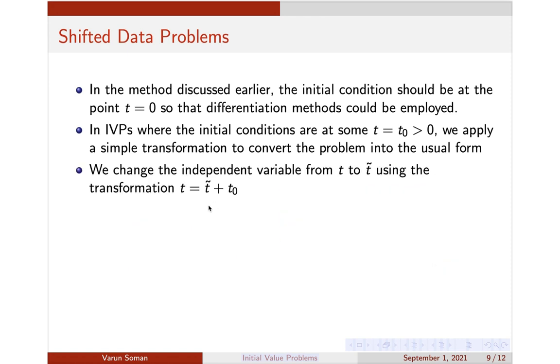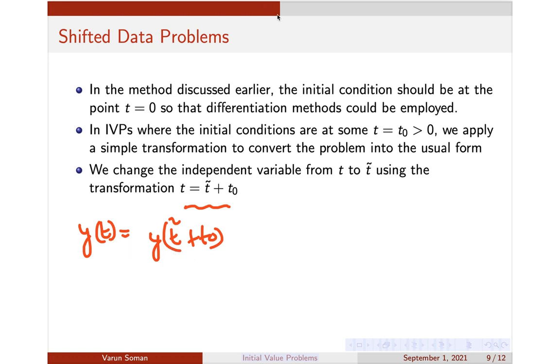Now when you substitute it, your equation will also change, because your entire y is in terms of this t only, right? Your y was in terms of t. So when I substitute t in terms of t tilde, y of t will become y of t tilde plus t naught. Your entire equation should also change, because the variable y will change now, since I have changed the variable t to t tilde plus t naught.